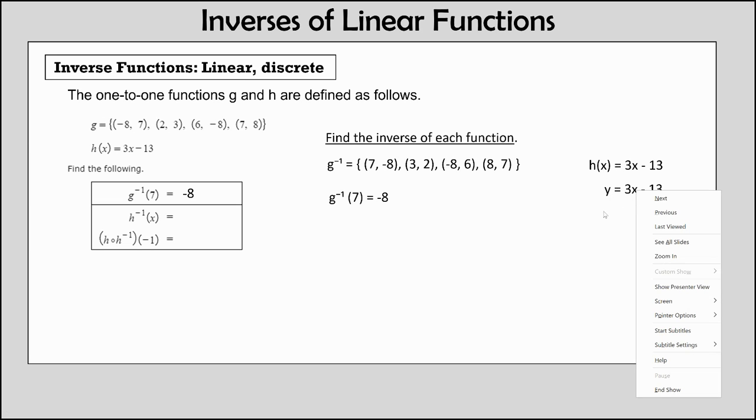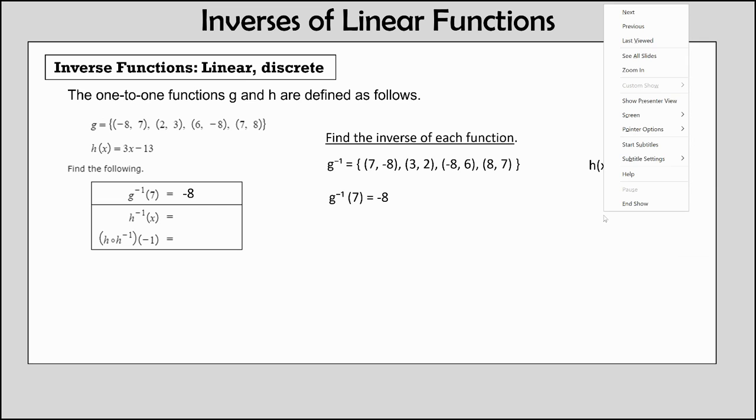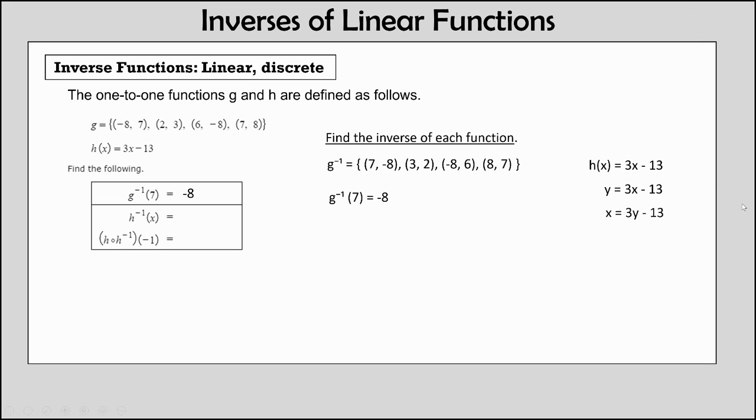Interchange x and y. Sorry. Interchange x and y and solve for y. So add 13 to both sides. Switch sides. Divide both sides by 3. And we get y equals x plus 13 over 3. I'm just going to leave it like that. That's fine. I could try to simplify each term, but I'm not going to.